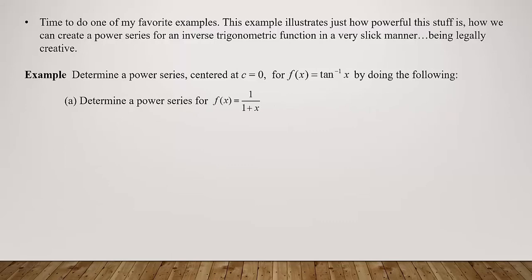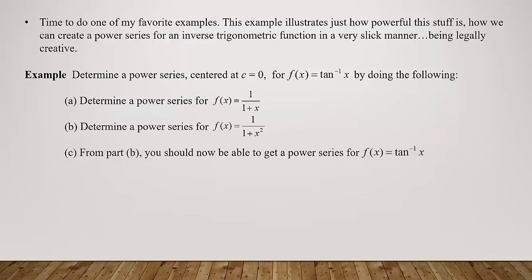In part A, we're going to determine a power series for f of x equals 1 over 1 plus x. Part B, using what we come up with in part A, we're going to be able to determine a power series for the function f of x equals 1 over 1 plus x squared. In part C, we'll be able to use what we come up with in part B to get a power series for f of x equals inverse tangent x. Really cool example. So let's head off to the chalkboard and crank through it.